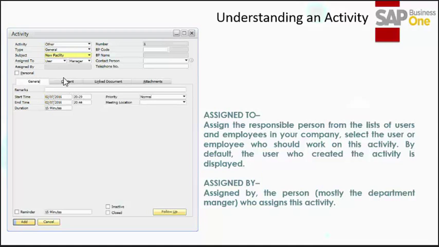There are two fields, assigned to and assigned by. You can assign the responsible person from the list of users, that can be your employee, to whom you want to assign this activity, and he or she will be responsible for performing this activity. And assigned by is the user, mostly the departmental manager, who assigns this activity.